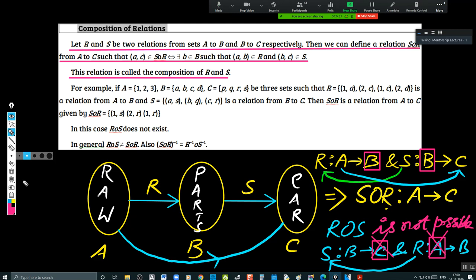This is what you have to understand, and a little more attention is needed. It is simple only. So the car is manufactured from the raw material, from A to C. Let me write like this. So the car is manufactured from the raw material from A to C. SOR, A to C, in the anti-clockwise direction.